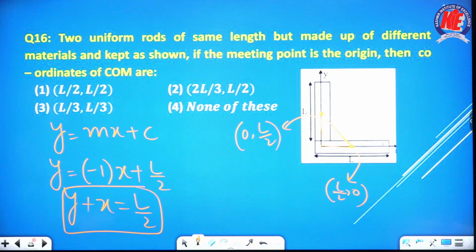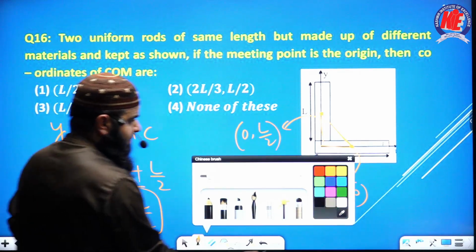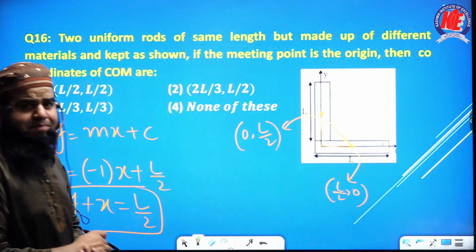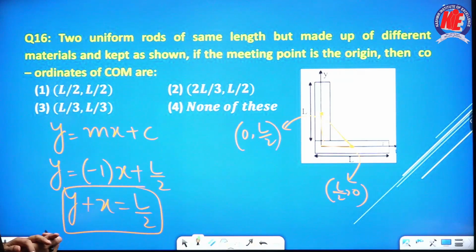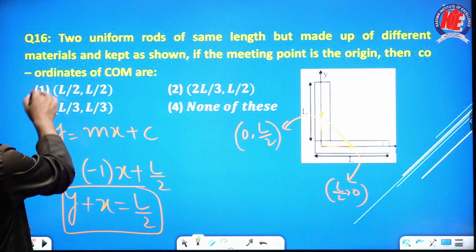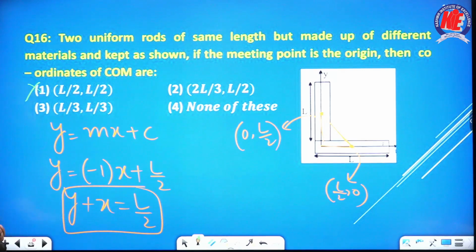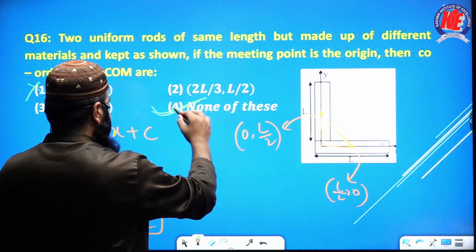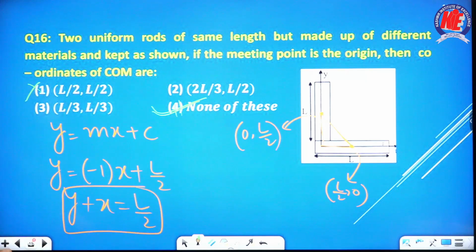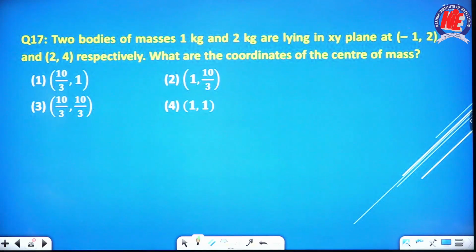Now see in the given options whether any option matches this: y plus x is equal to l by 2. l by 2 plus l by 2 is l only, so that's not going to work. 2l by 3 plus l by 2 is not equal to l by 2. l by 3 plus l by 3 is 2l by 3, that's not equal to l by 2. So we'll be quite comfortable with the fourth option, none of these.